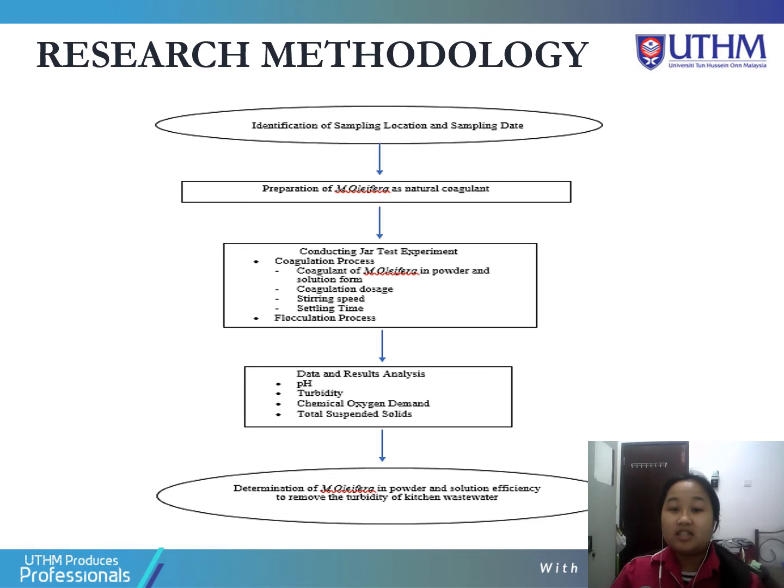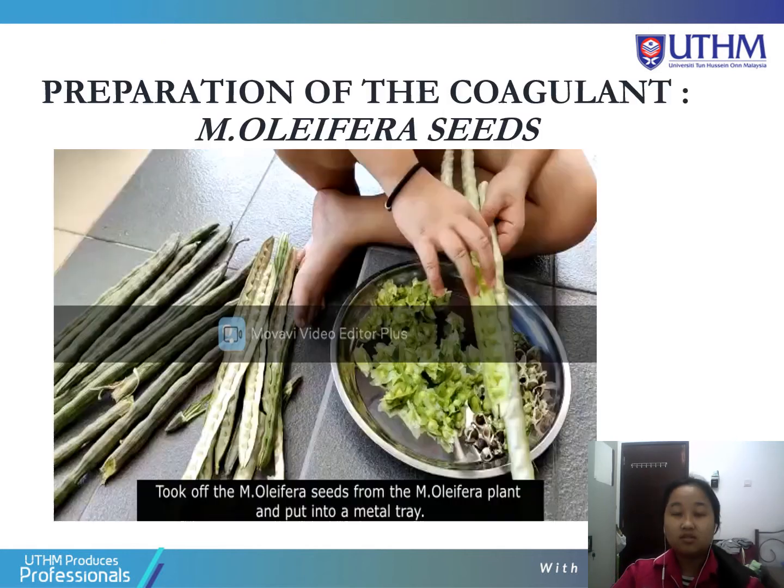Next is data and result analysis, which involves pH value, turbidity, chemical oxygen demand, and also total suspended solids. And last is the determination of Moringa oleifera powder and solution efficiency to remove the turbidity of kitchen wastewater.